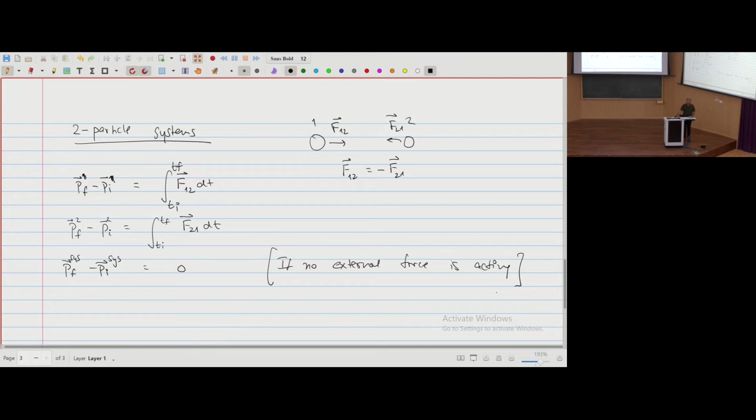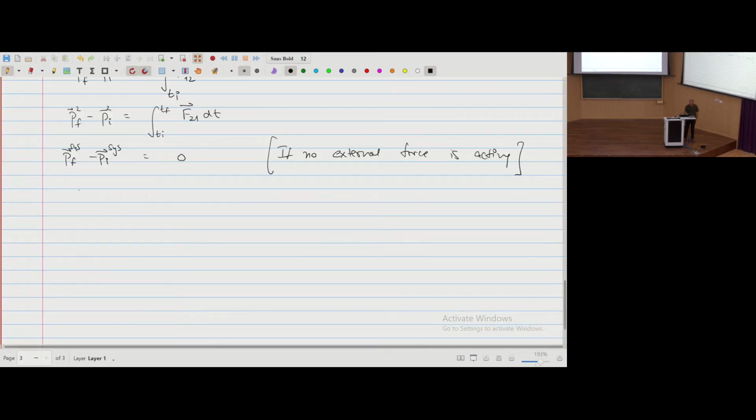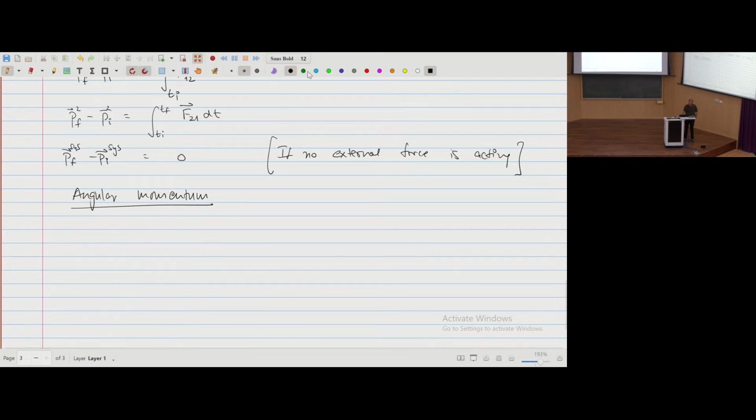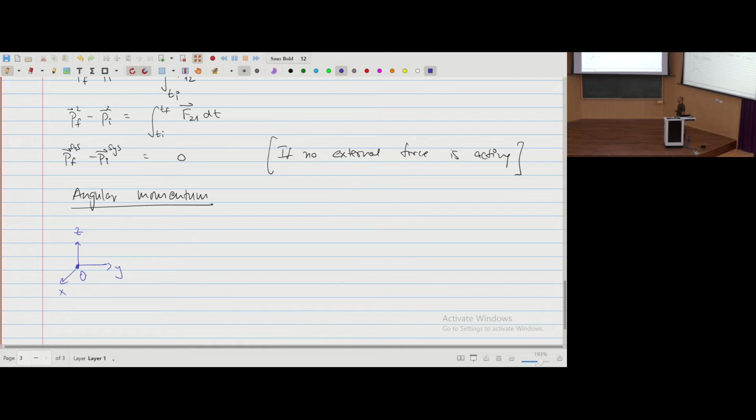Right. So now we move to angular momentum. We have a fixed coordinate axis x, y, z with a center O, and you have a particle A that has a linear momentum p.